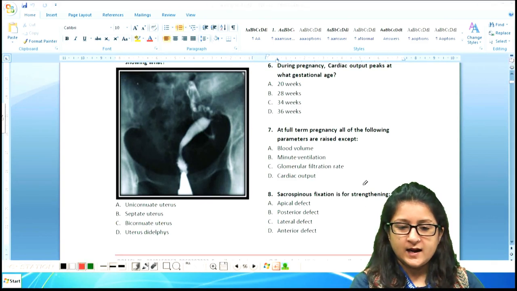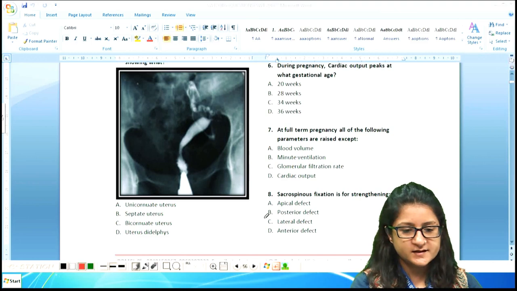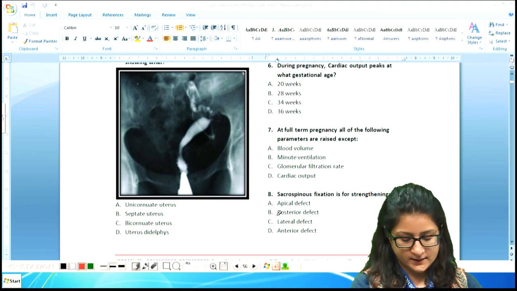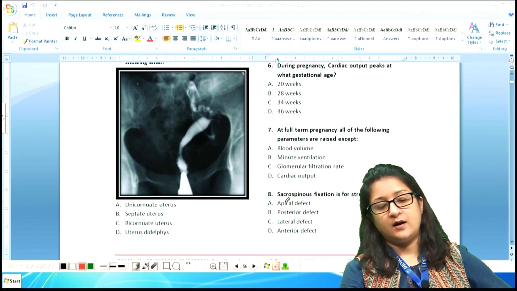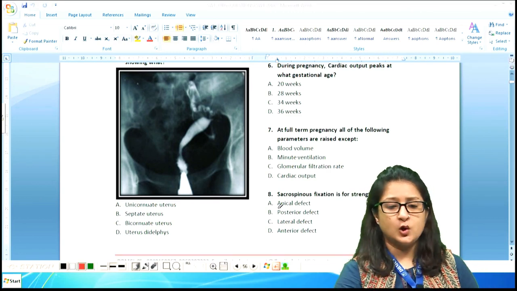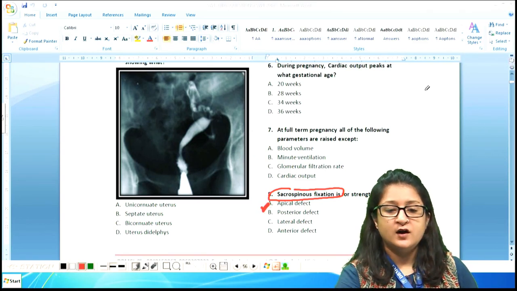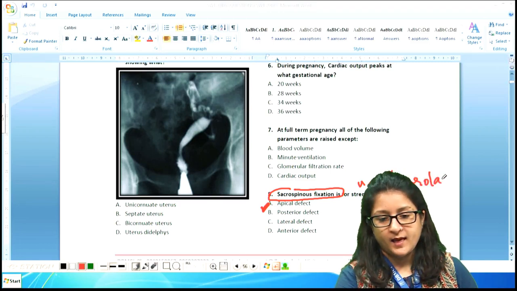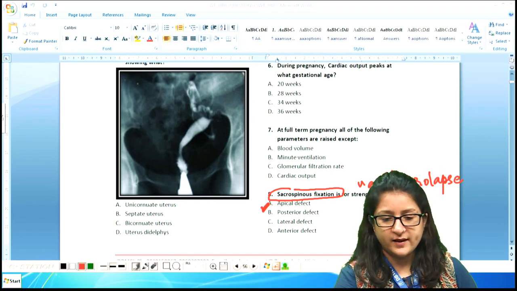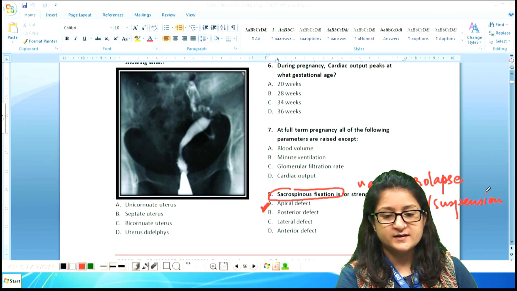Question number 8 asks, sacrospinous fixation is for strengthening the apical defect, posterior defect, lateral defect or anterior defect. Now, what are these defects that they are talking about? They are defects in the endopelvic connective tissue fascia that is surrounding the genital organs. And so sacrospinous fixation is for strengthening the apical defect. It is a surgery done for vault prolapse. It can be done for strengthening or suspension of the vault also.